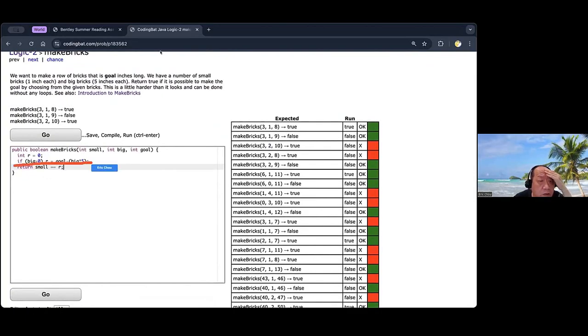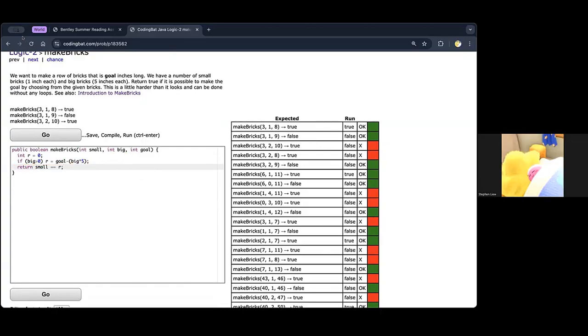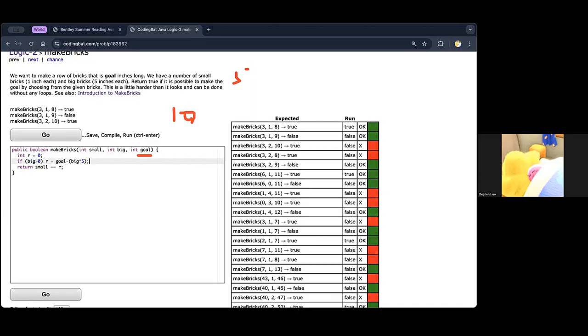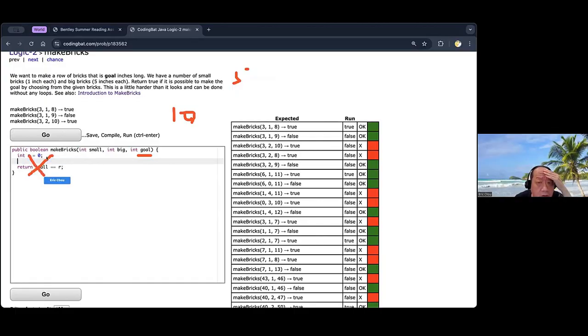Why this one? What does it really mean? So I can find the remainder, like remaining bricks I need to finish. But if your goal is 10, but my big is 5, what happened? The whole thing is wrong, redo everything. You haven't solved the problem yet.